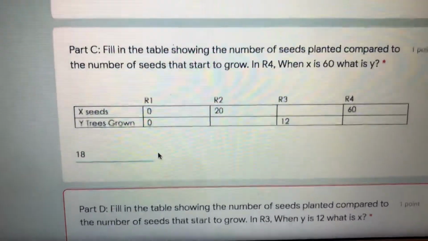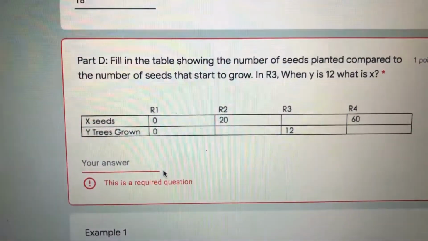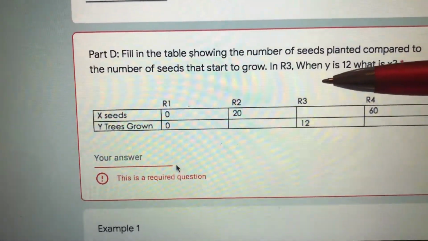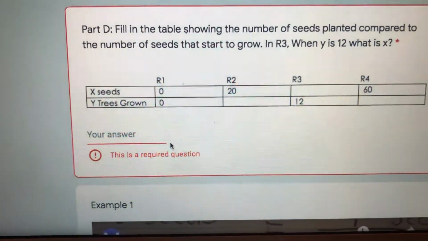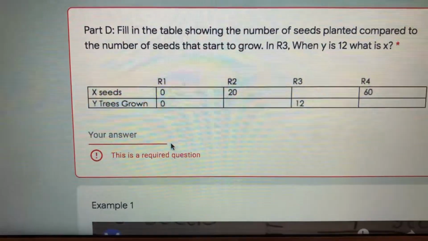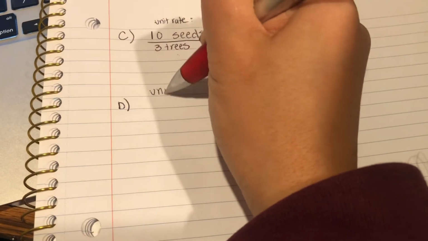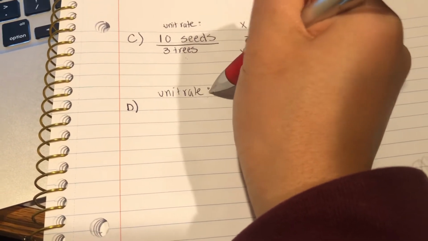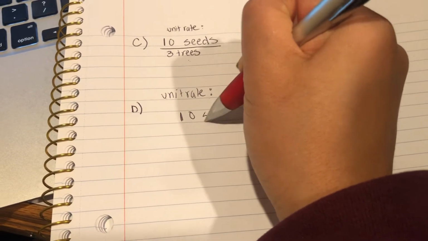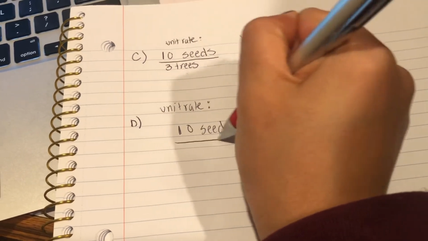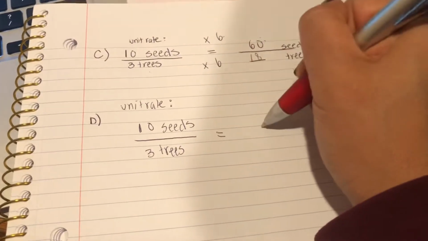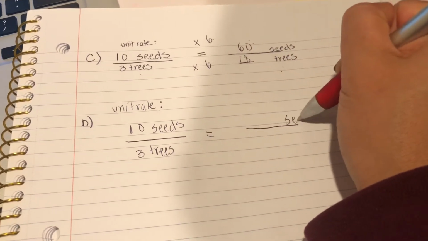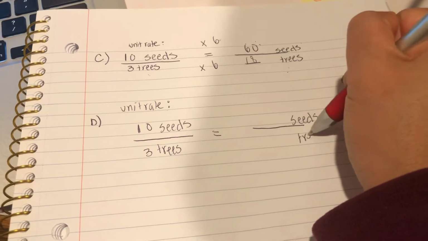Okay, cool. But now we're going to do the same thing for part D. Now the difference is it says in ratio 3, when Y is 12, what is X? So here's the part that you need to pay very close attention to. Again, same thing: we use the unit rate to find everything, right? The ratio is 10 to 3, so we're going to use this ratio to find all of my missing values always. So we know it's 10 seeds to 3 trees equals, and my order is seeds to trees.